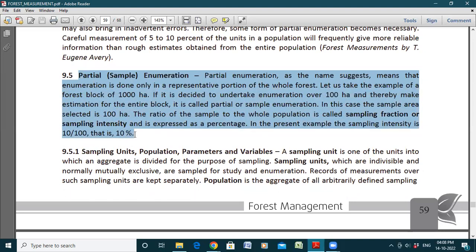Partial enumeration, as the name suggests, means that enumeration is done only in a representative portion of the whole forest. Let us take the example of a forest block of 1,000 hectares. If it is decided to undertake enumeration over 100 hectares, thereby making an estimation for the entire block, it is called partial or sample enumeration. In this case, the sample area selected is 100 hectares, and the ratio of the sample to the whole population is known as sampling fraction or sampling intensity, and is expressed as a percentage. In this case, 100 by 1,000, so 10%.